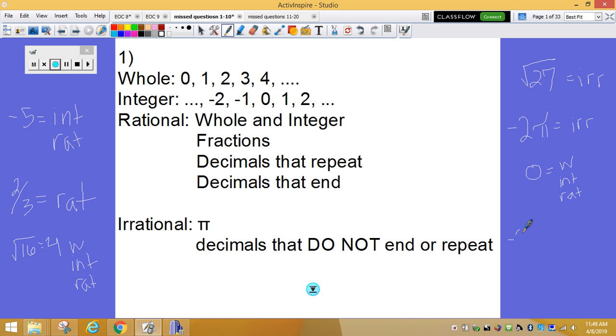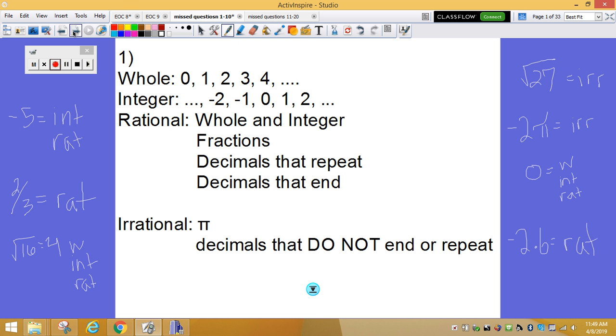How about -2.6? Well, it's a decimal, so it cannot be whole or integer, because those are not decimals. So this one is just going to be rational, because it ends. If it's a decimal that ends, that means it is rational.